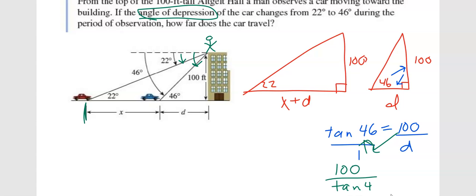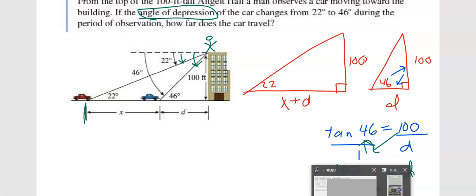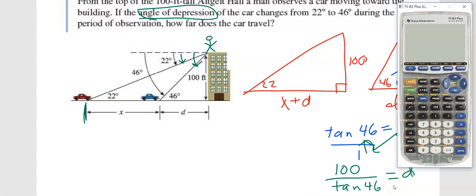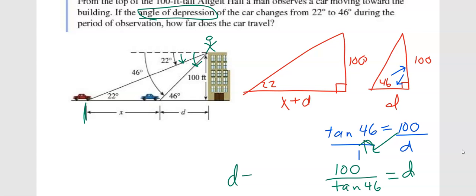It's just cross multiplying, folks. I know I kind of sped it up. And then we hit the calculator and we let it do the magic. We've got 100 divided by tangent 46, 96.6. So D is equal to 96.6.